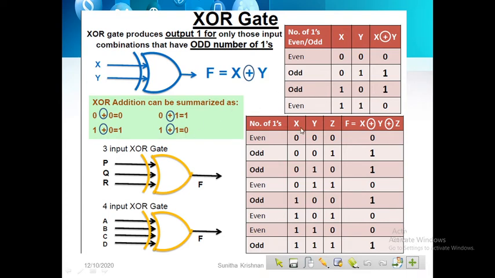So this is more evident in the 3-input XOR gate. Here you can see the truth table for the 3-input XOR gate. Here you can see that for an odd number of ones, you will be getting the output as 1. For an even number of ones, you will get the output as 0.